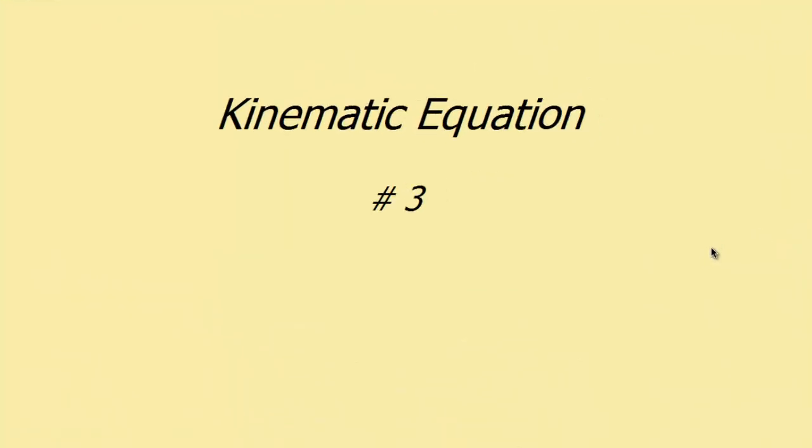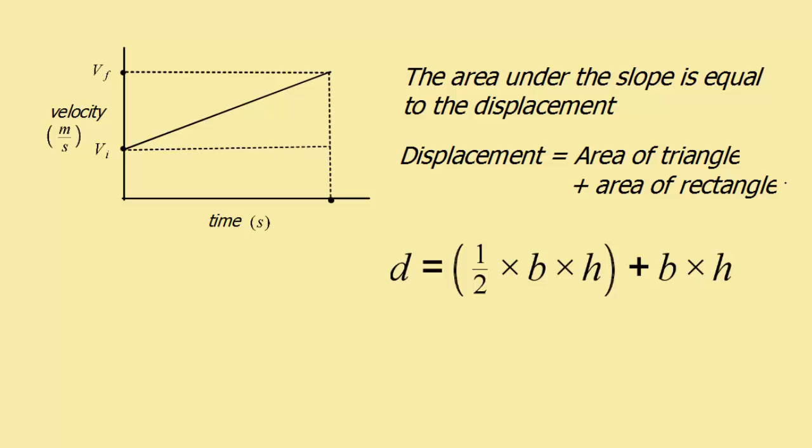We're continuing to look at kinematic equations as a way to describe motion algebraically. And if you remember, the purpose of these videos is to try to derive these equations with a little bit of intuition. And what we're going to look at now is displacement. And if we remember, displacement is the area that's underneath the curve, or in this case the slope, of a velocity time graph.